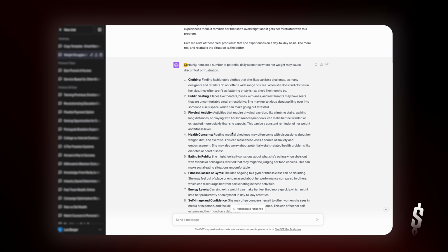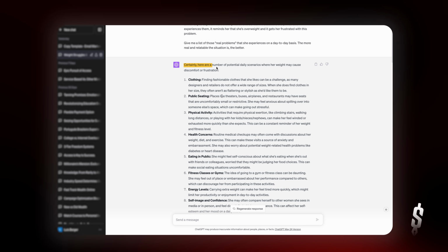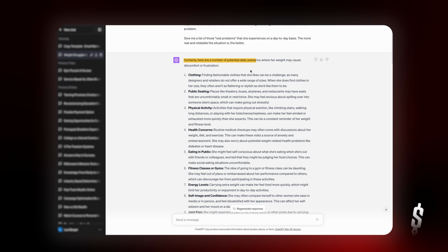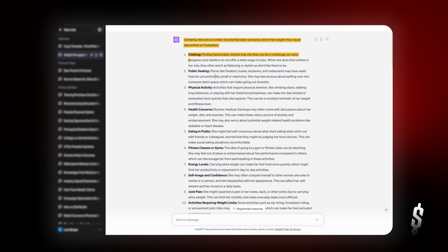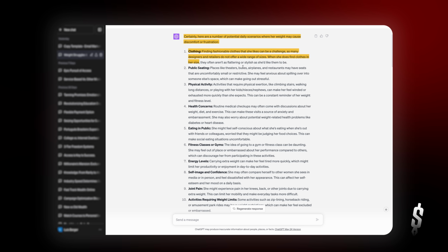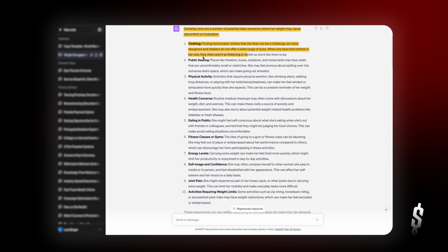So now jumping to the answer here. Certainly, here's a number of potential daily scenarios where her weight might cause discomfort or frustration. Number one, clothing. Finding fashionable clothes that she likes can be a challenge, as many designers and retailers do not offer a wide range of sizes. When she does find clothes in her size, they often aren't as flattering or stylish as she would like them to be. This is a very good insight, by the way.